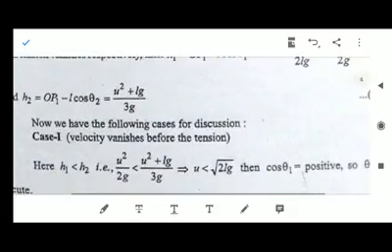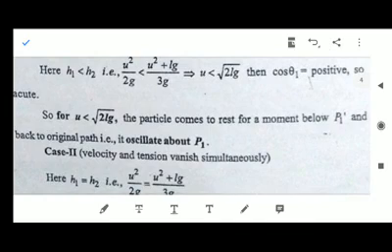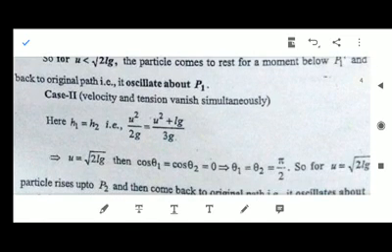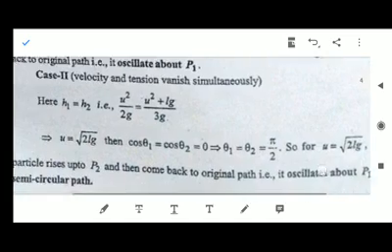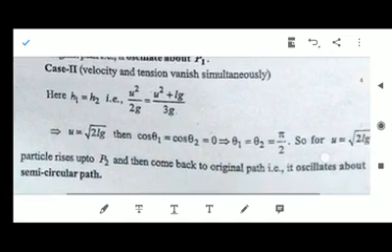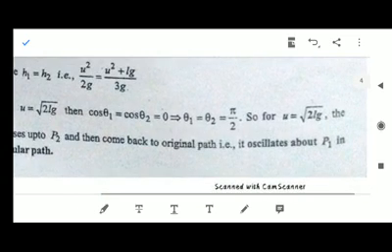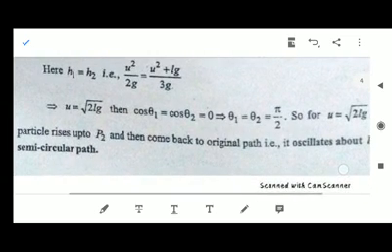Next case, velocity and tension vanish simultaneously. दोनों चीज एक साथ ही अगर vanish हो जा रही हैं, then we have h1 equal to h2. On equating these two values, we get u equal to under root of 2lg. In that case, cos theta equal to cos theta 1 equal to cos theta 2 equal to 0, and this implies theta 1 equal to theta 2 equal to pi by 2. So for u equal to under root of 2lg, the particle rises up to P2 and then comes back to the original path, and it oscillates about P1 in a semicircular path.